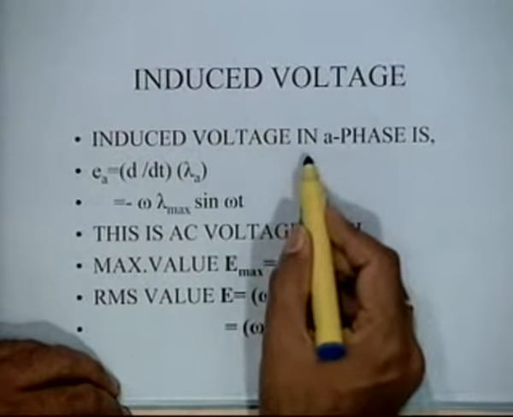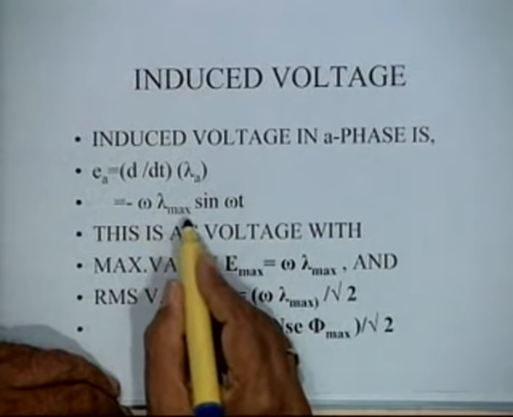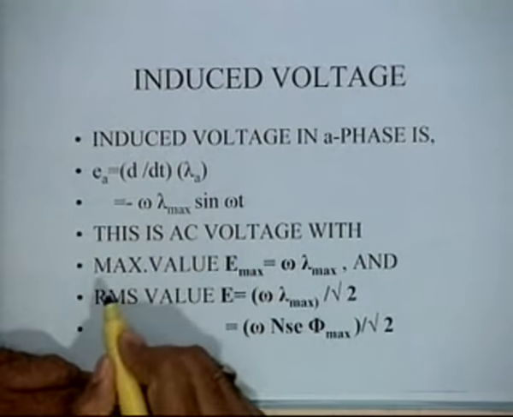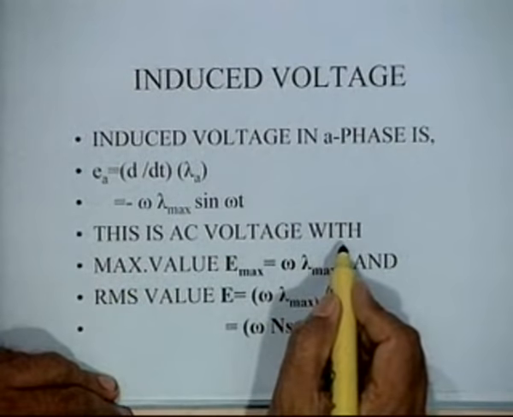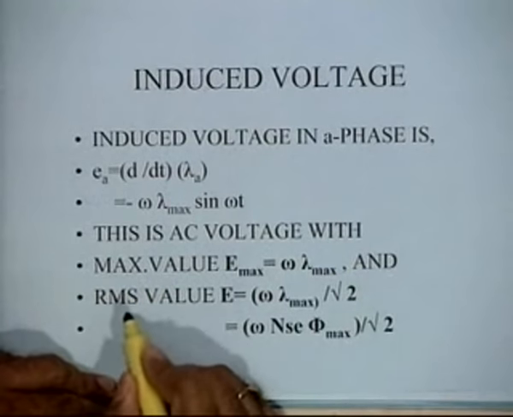Now, we will see what is the induced voltage. Induced voltage in A phase is E = dλ/dt = -ωλ_max sin ωt, that we have already seen. Now, this is an AC voltage. What is its maximum value?